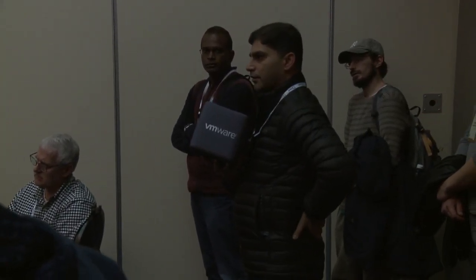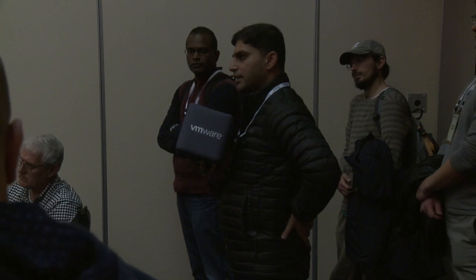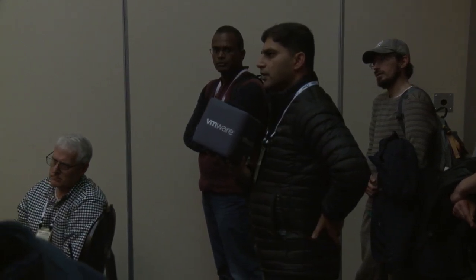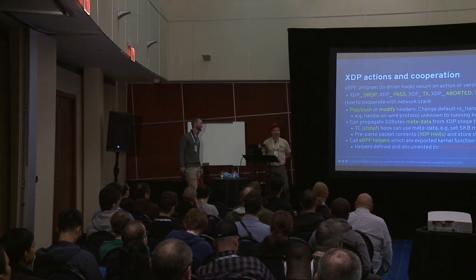Can we do the forward marking on the transmit path, which gives some sort of a hint to the TC at the egress? No, there's currently no egress. Then yeah, I'm going to put a guy to work on it.